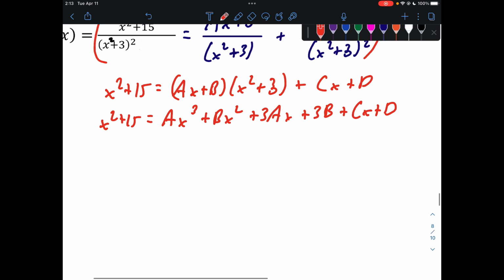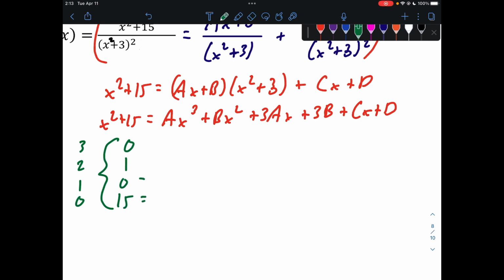Because I have a cubic, I'm going to need 4 equations this time. Cubic, squared, linear, and constant. On the left side, there's no cubic, there's 1x squared, there's no linear, and there's 15 constant. On the right side, there's ax cubed, there's bx squared, there's 3a and c linear, there's 3b and d constant. All right, so now this looks like it could be a pretty daunting system to solve, but it's actually not at all. In fact, 2 of the 4 are already solved for you. A is 0 and 1 is b.